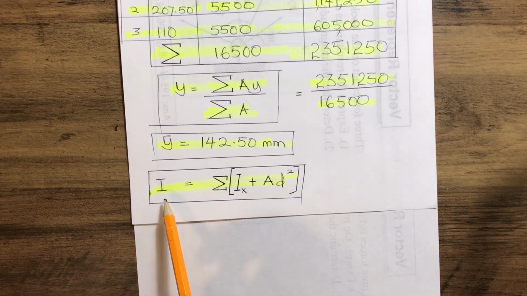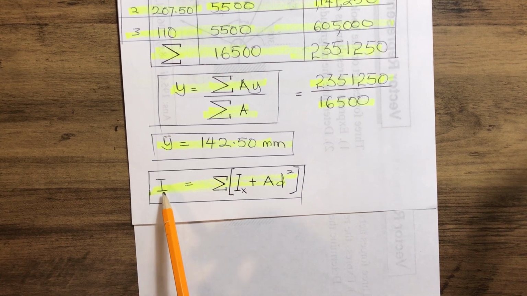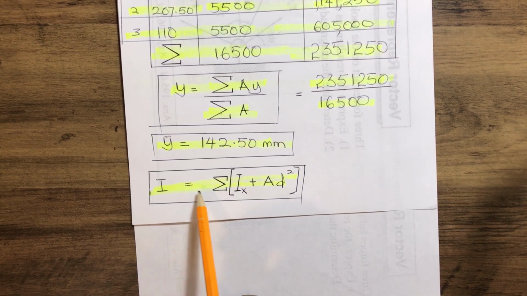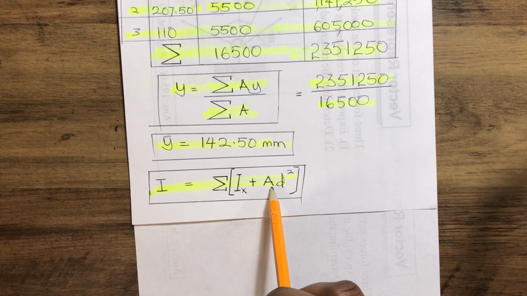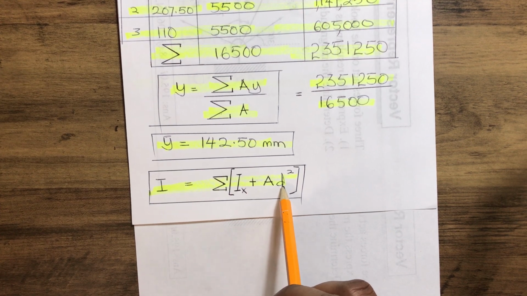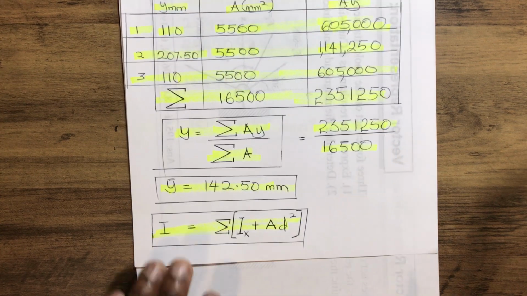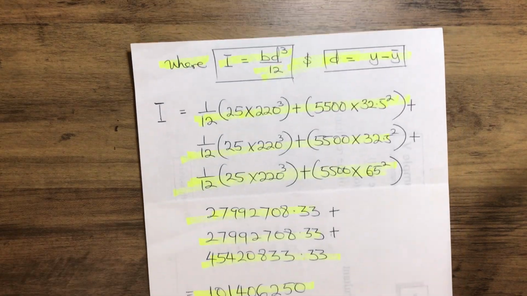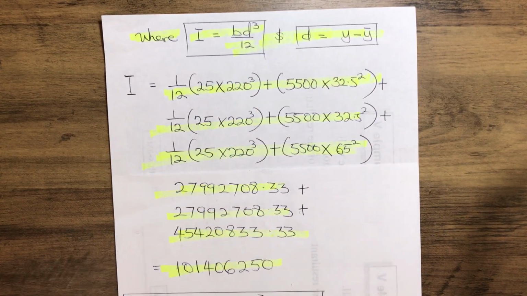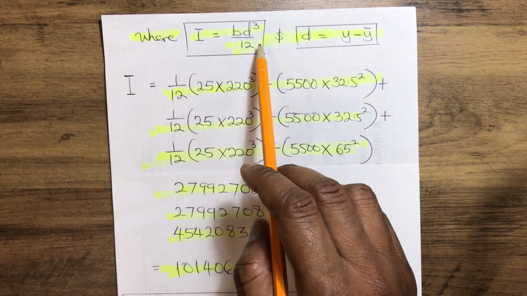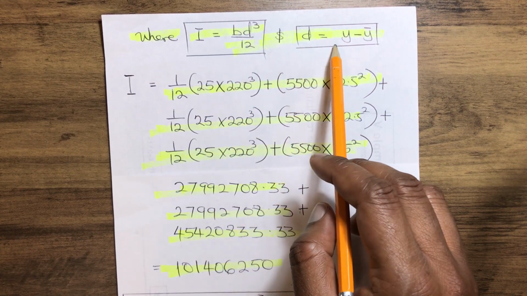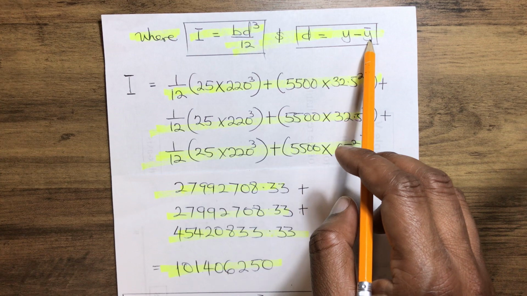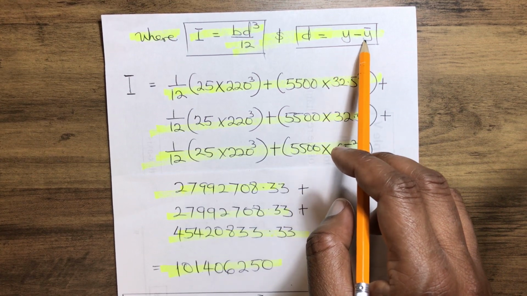Let us not forget the right equation for the moment of inertia of a beam: I equals the summation of Ix, that is the reference from X horizontally, plus the product of area and the difference in the centroid of each member to the mean, squared. So therefore, using the equation, where Ix equals BD cubed over 12, and d equals y minus the mean centroid, that is the centroid of each member minus the mean centroid.